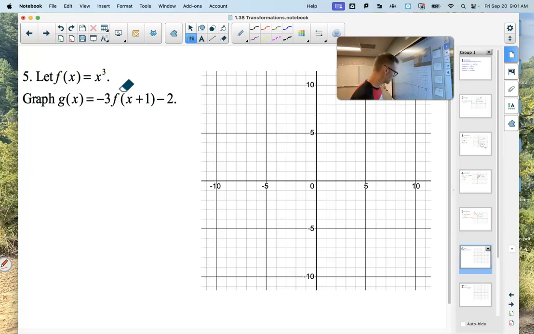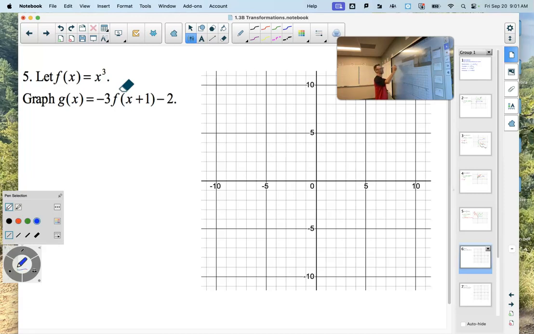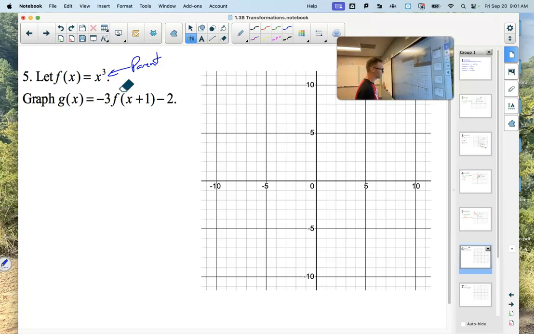So my first step is to graph that parent function, right? That's the parent. This is why we made a parent curve book, so we know what these look like. X cubed has the points (0, 0), (1, 1), (2, 8), (-1, -1), (-2, -8).